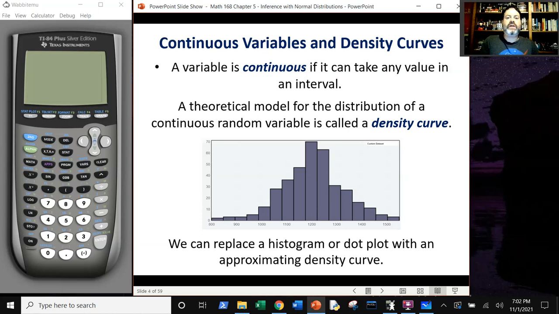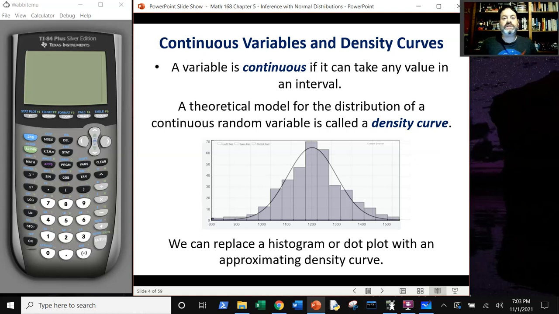A theoretical model for the distribution of a continuous random variable is called a density curve. A random variable is just what we've called a variable. This is just a more specific name for it. Here you can see that we have a histogram shown with some variable that's being measured, but we could overlay some sort of distribution. It doesn't have to be bell-shaped. In this case, we're going to be looking for things that are bell-shaped. And we can just replace the histogram or the dot plot with this density curve.